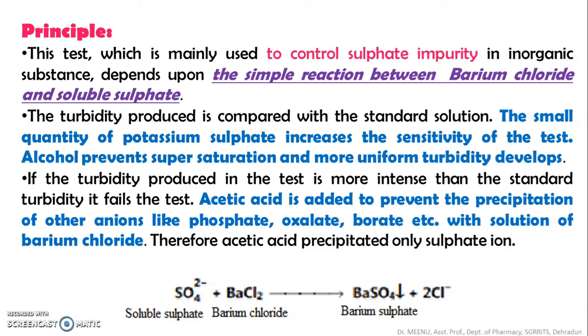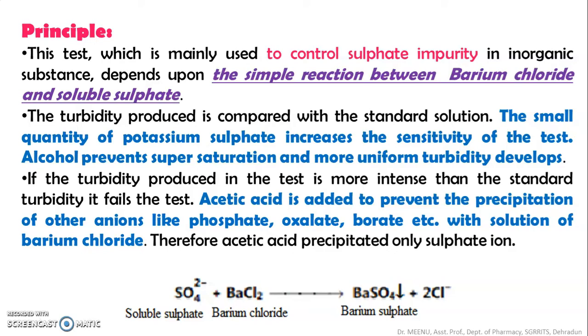If the turbidity produced in the test is more intense than that of the standard turbidity, it fails the test, and vice versa. That means if the turbidity produced in the test is less intense or less opalescent than that of standard, we can say the test sample passes the limit test. Acetic acid is added to prevent the precipitation of other anions like phosphate, oxalate, borate, etc. with the solution of barium chloride. Therefore, only the sulfate ions are precipitated.